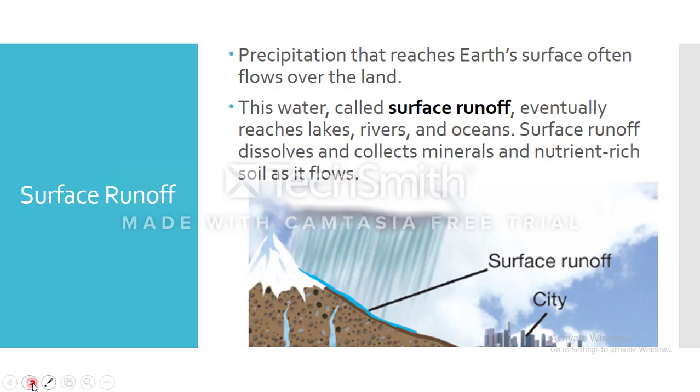Surface runoff. Precipitation that reaches the Earth's surface often flows over the land. This water, called surface runoff, eventually reaches lakes, rivers, and oceans. Surface runoff dissolves and collects minerals and nutrient-rich soil as it flows. Many of the minerals and nutrients in fresh water and salt water come from surface runoff.